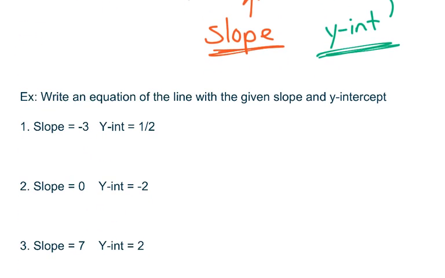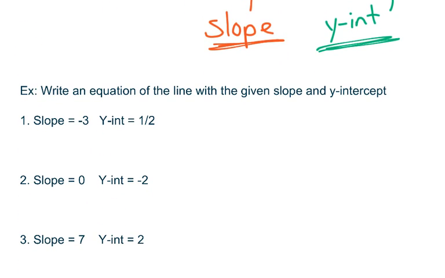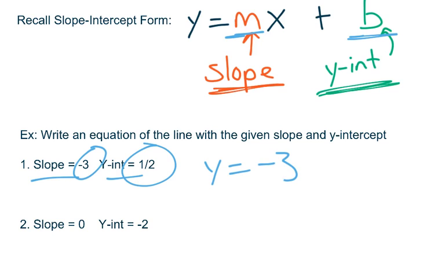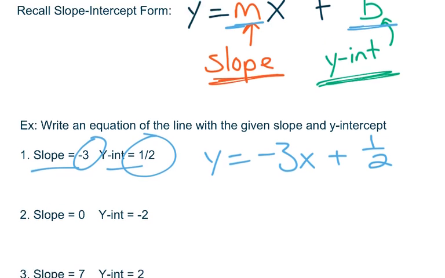So the first couple of examples here, write an equation of a line with the given slope and y-intercept. This is going to be really easy. This is very straightforward because it tells us the slope and the y-intercept. So all we need to do is take these two numbers, the -3 and the +1/2, and put them into our equation. So it's going to be y equals, my slope is -3, so -3x, and then my y-intercept is 1/2, so plus 1/2. That's all there is to it. Y equals -3x plus 1/2.